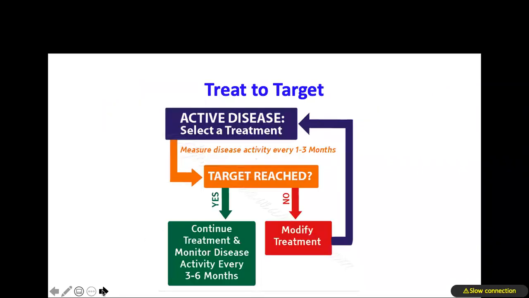In diabetes, you can treat to blood sugar targets, but in rheumatoid arthritis, in any kind of arthritis, we need to identify what the target is. We have to assess it every few months, and if we reach the target, we continue, right? If the target is reached, you can continue. But if the target is not reached, you have to modify treatment.